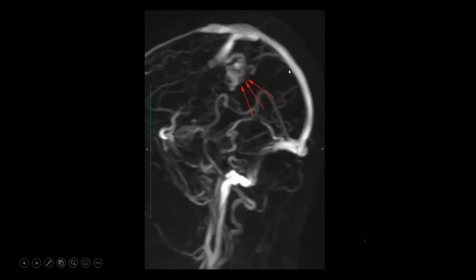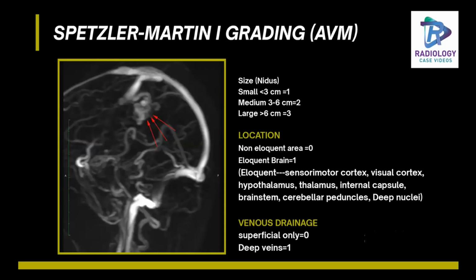So this is our next case where we're seeing a nidus of vascular channels that are prominently appearing to be venous, caudal to the mid-third of the superior sagittal sinus. So this is a case of brain arteriovenous malformation.